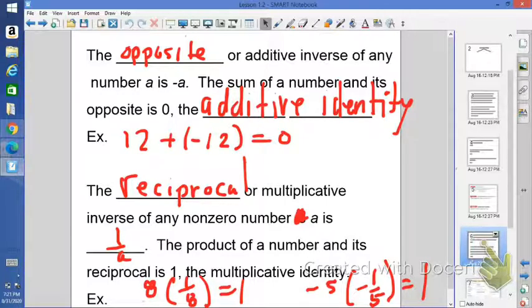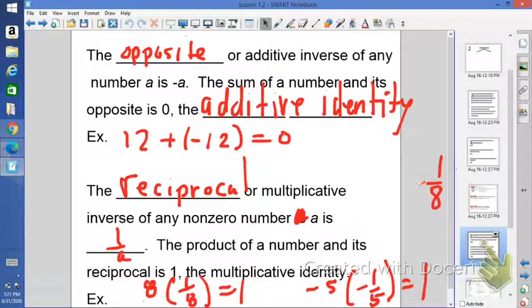The reciprocal or multiplicative inverse of any non-zero number a is 1 over a. The product of a number and its reciprocal is 1. And this is the multiplicative identity. So the reciprocal of 8. So 8 can be written as a fraction as 8 over 1. So the reciprocal means you would flip these. So 1/8 is the reciprocal of 8. Notice when you multiply those two together you get 1.